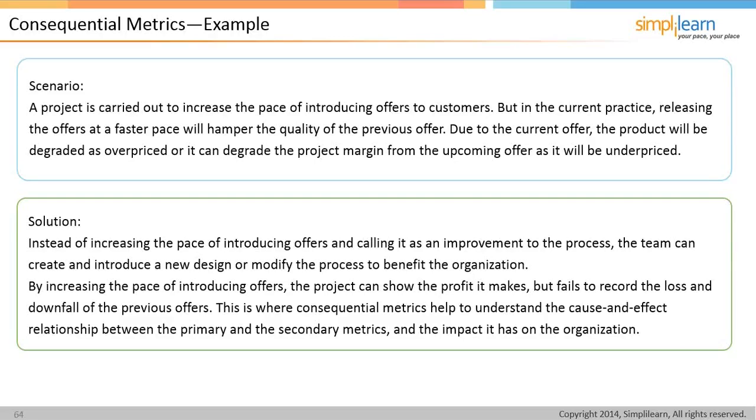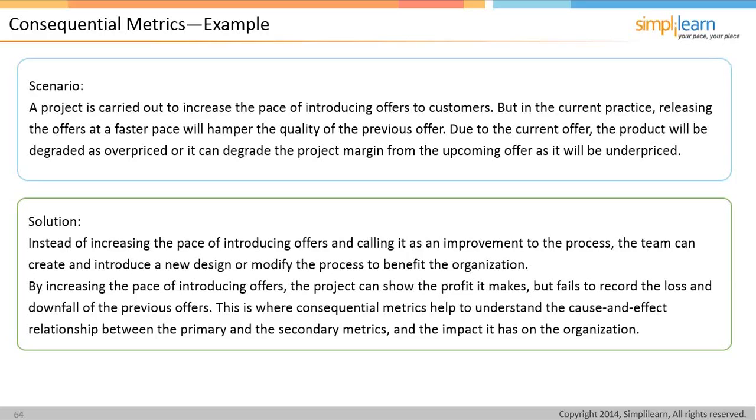So here's some examples. The project is carried out to increase the pace of introducing offers to customers, but in the current practice, releasing the offer at a faster pace will hamper the quality of the previous offer. Due to the current offer, the product will be degraded as overpriced, or it can degrade the project margin from the upcoming offer as it will be underpriced.